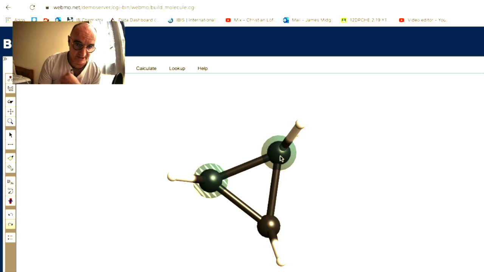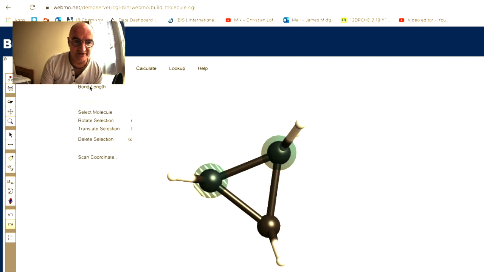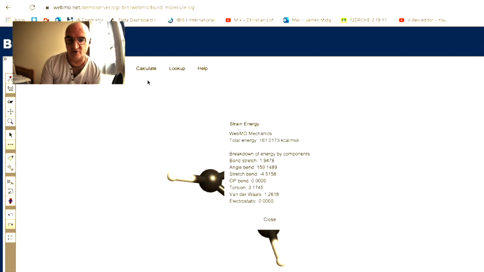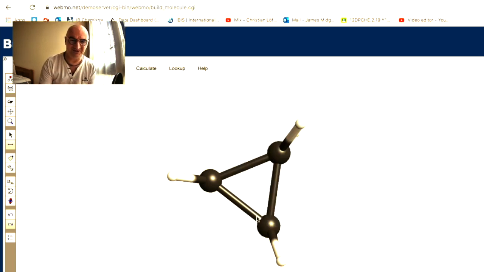So it's been compressed. What we can also do, just as a little aside, we can adjust the bond length. So we can see now it's 1.431. And we can have a look at what the strain energy is. And here it's 161. Let's just remember 161 kilocalories per mole.